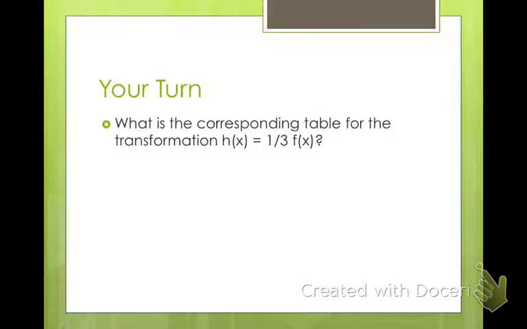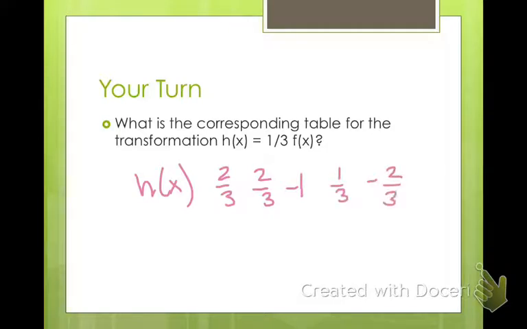Okay, so go ahead and use those same numbers and find the transformation h of x, which is 1/3 f of x. I got h of x to be 2/3, 2/3, -1, 1/3, -2/3. So you just multiply everything times 1/3.